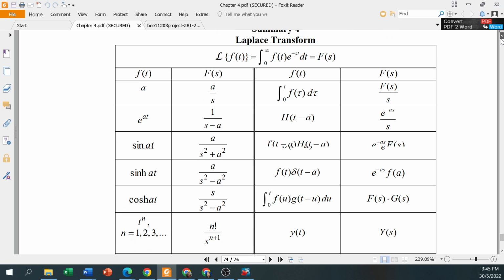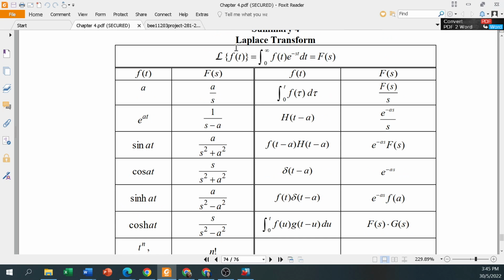To read the table, this on top is the definition of Laplace transform. Laplace transform for f of t is equal to the integral of f of t exponent negative st dt, integrated from 0 to infinity. The result is a function of s.